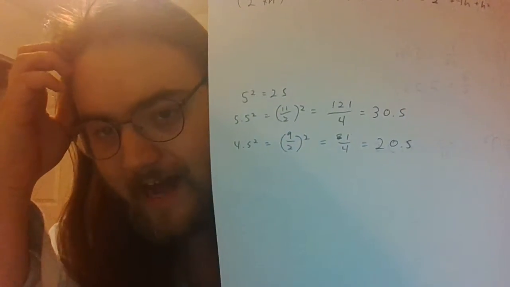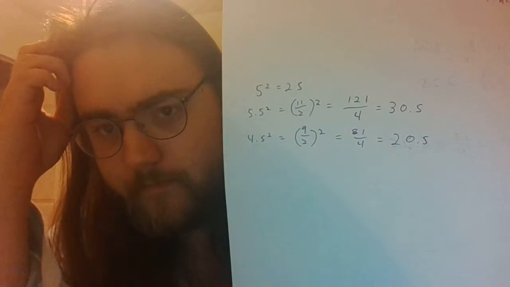Now, let's say I started with squaring 2, but let's say I started with squaring 5. So let's just take 5, 5.5, and 4.5. So we have 5 squared is equal to 25. We have 5.5 squared, I think that's got to be 11 over 2 squared, which is equal to 121 over 4, which is about 30.5. And then 4.5 squared is equal to 9 over 2 squared, which is equal to 81 over 4, which is equal to 20.5. So this is a similar thing, but now I'm doing it with 5.